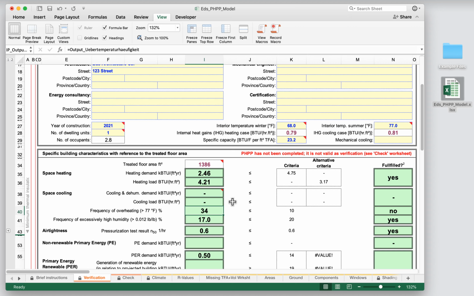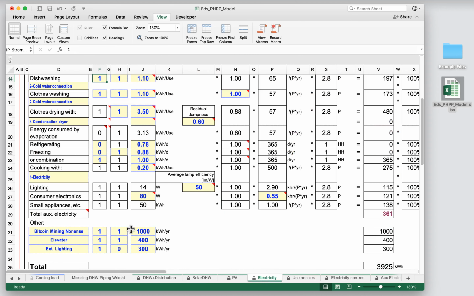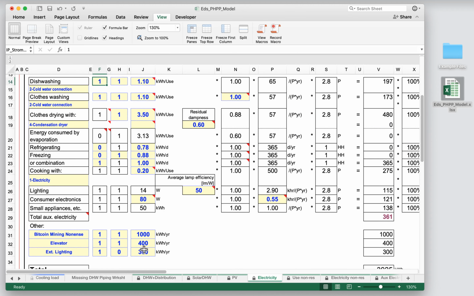Well, we said one of the other things that you can do is use really efficient lighting and appliances to reduce your internal heat gains. Well, okay, so we looked at electricity way back when. Remember, we have this electricity worksheet where we can designate all of our equipment and our appliances here. So maybe one of the things we might want to do is get rid of our Bitcoining nonsense. Maybe we would say, you know what, let's turn these off. Let's get these out of the building here. Let's turn these off. We certainly don't need an elevator in our two-story house.